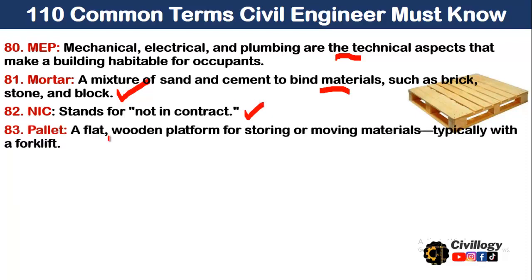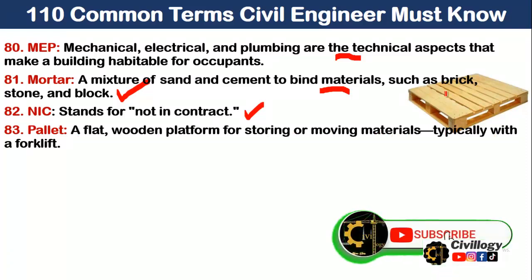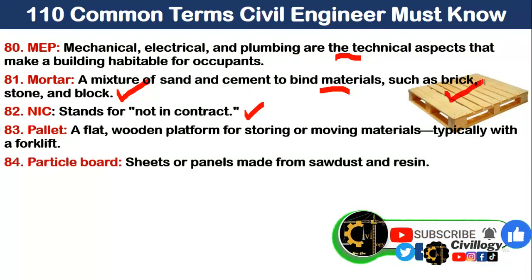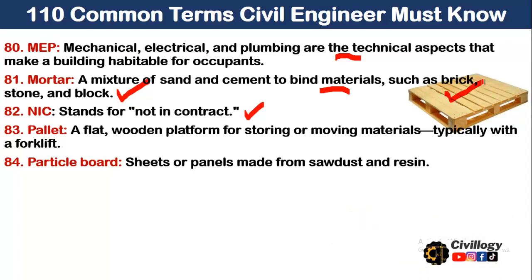What is pallet? A flat wooden platform for storing or moving materials, typically with a forklift. As you can see over here, such a thing is called a pallet. Point number 84, particle board. What is particle board? Sheets or panels made from sawdust and resins are called particle board.